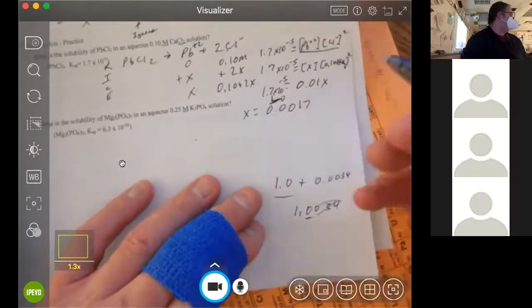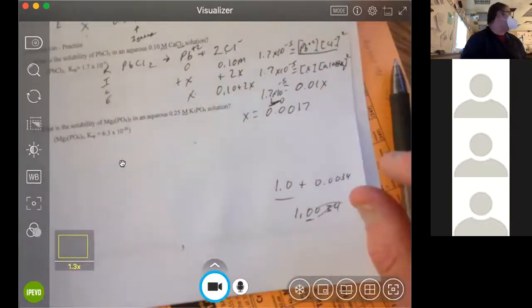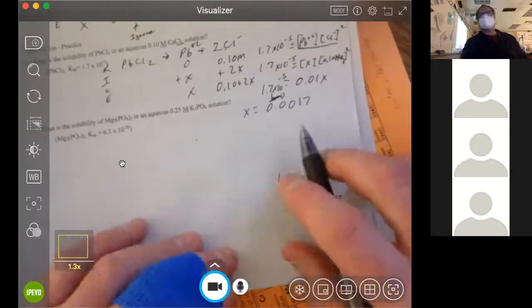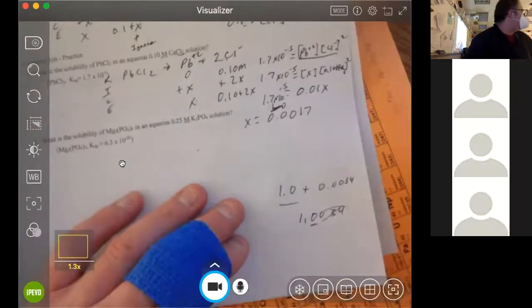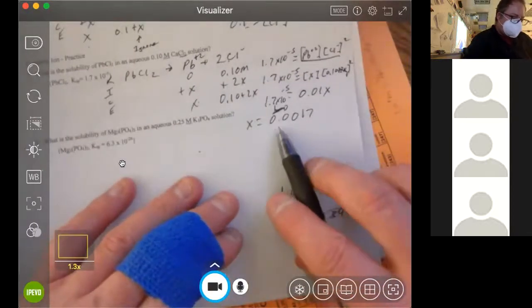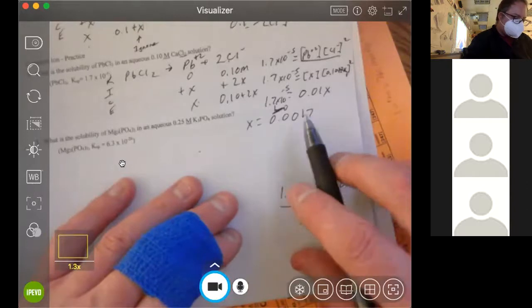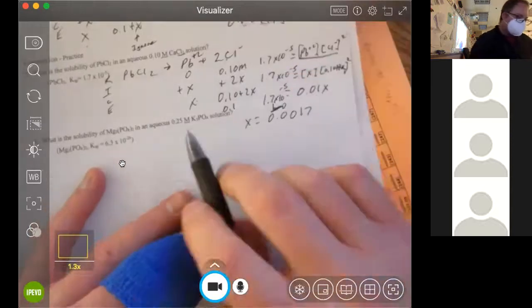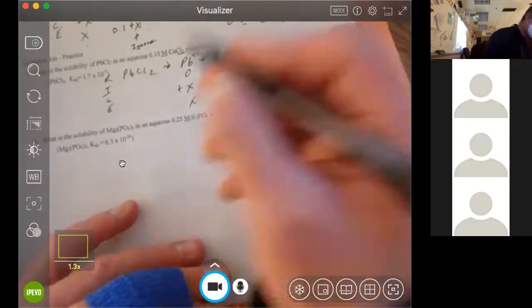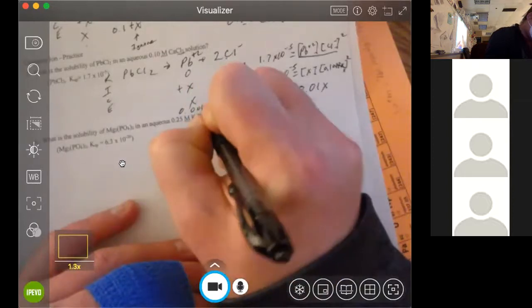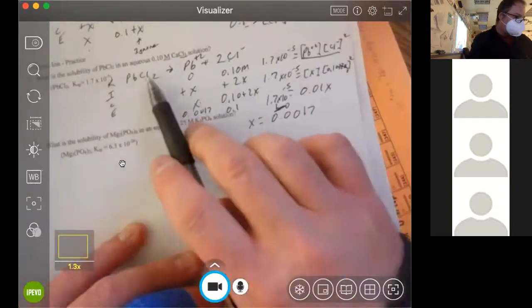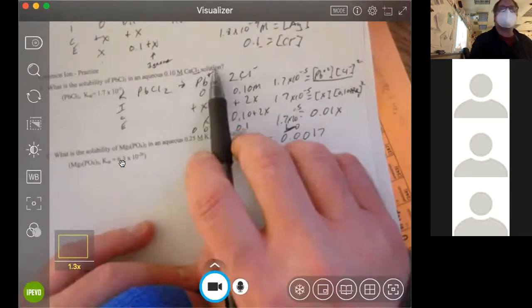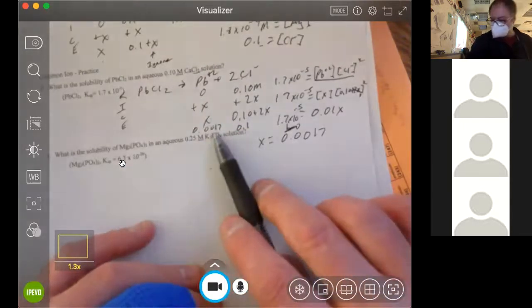And again, you can put this through the solver function in your calculator, and you're still going to end up getting the same. These amounts are just so small that they don't have an effect on that. So if x equals 0.0017, the concentration for the Cl negative is still going to be 0.1, and the concentration for the Pb2 plus will be 0.0017. The molar solubility for the PbCl2 in a 0.1 molar calcium chloride solution would be that 0.0017.